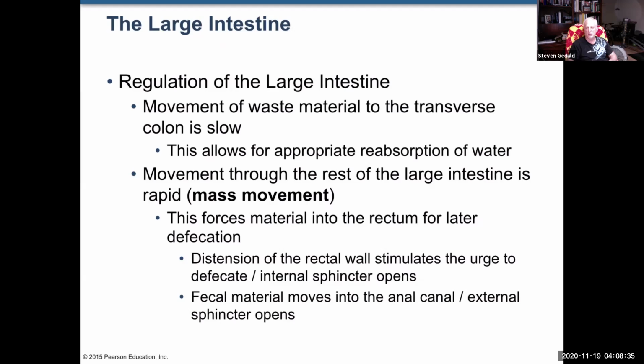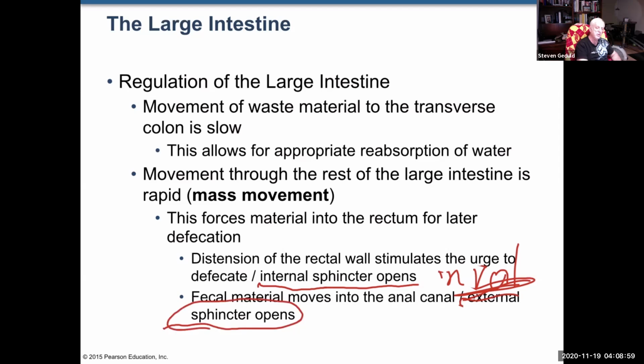Distension of the rectal wall stimulates the urge to defecate. The internal sphincter opens. Involuntary control. You cannot control that. When the rectal wall is stimulated, that internal sphincter opens. Fecal material moves then into the anal canal. And then the external sphincter opens when you have defecation. That one you can control. That allows you to defecate in appropriate places. That one's under your control.